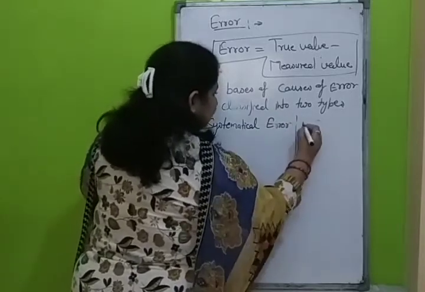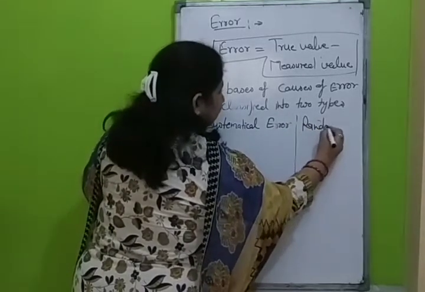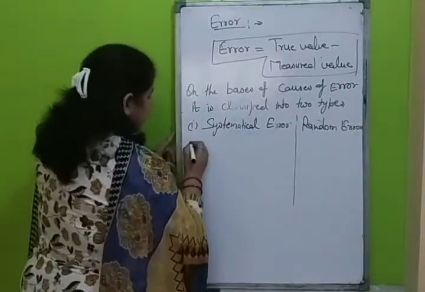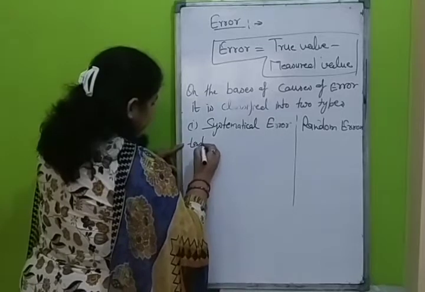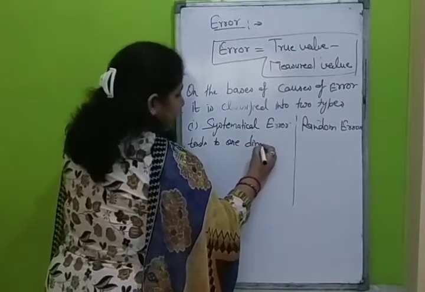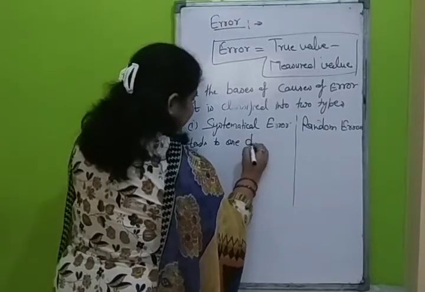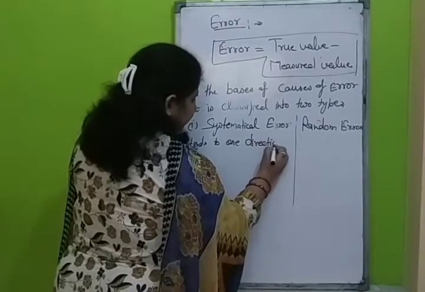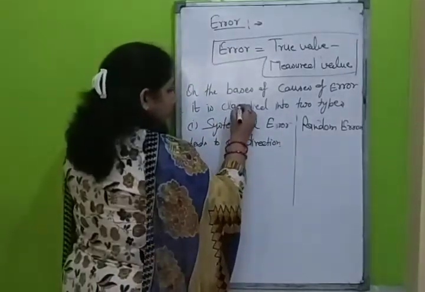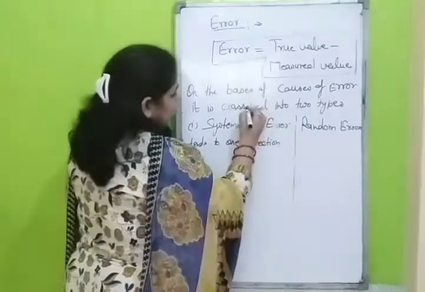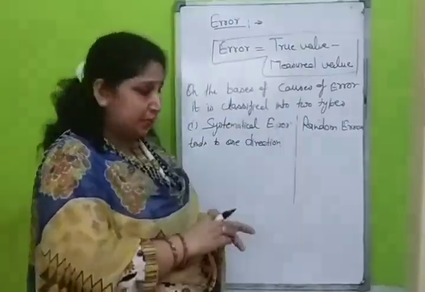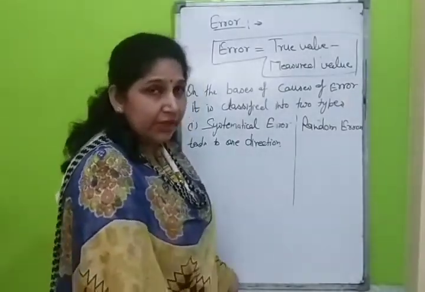And second is random error. Systematical error tends to one direction. Means, suppose we have taken so many observations and there is an error. It may be positive, it may be negative.